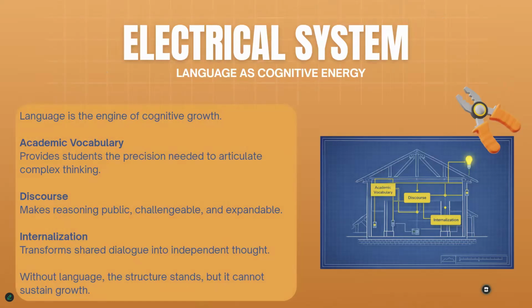Language is the energy that powers our structure. Can't have a building or a house without electrical wiring. Academic vocabulary provides precision for complex thinking. Discourse makes reasoning visible and open to revision. And internalization transforms shared dialogue into independent thought. Without language-rich interaction, the structure probably would stand, but it wouldn't sustain any growth.